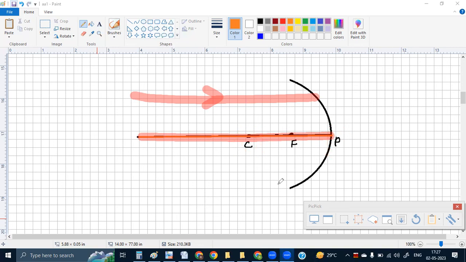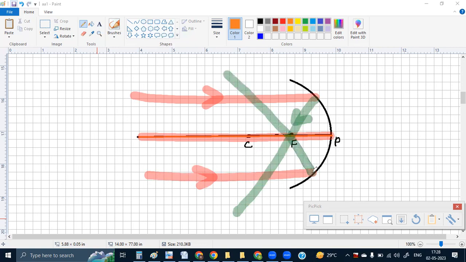Now all the rays that are parallel to the principal axis, whether above or below the principal axis, after reflection are always going to pass through this point. Whichever ray of light is parallel to the principal axis, they all will pass through one point only, which is the focus, the principal focus of a concave mirror.